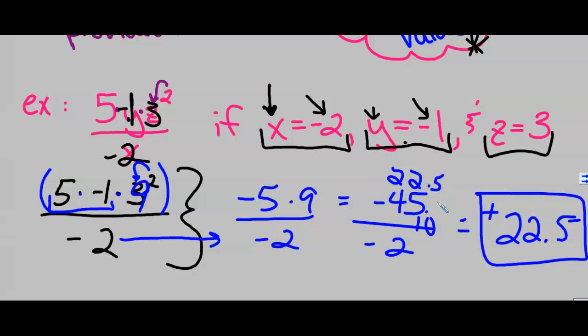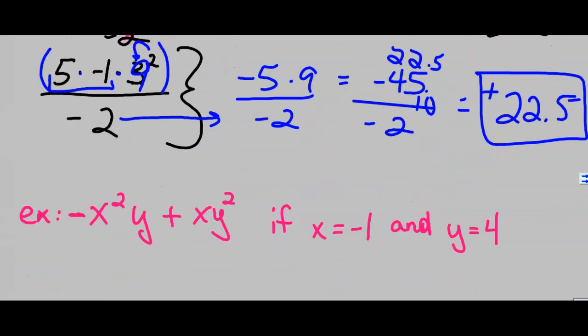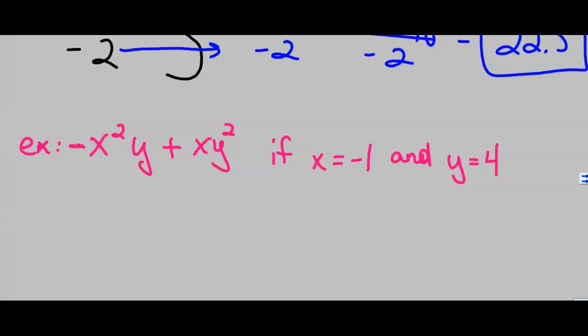All right, here we go. Let's do another one. Again, our first step is to make sure we're substituting. Everywhere I see an x, I'm going to put a -1. Oh, x, ding, x, ding. And then everywhere I see a y, I'm going to put a 4. And remember that in between are multiplication signs. This is multiplication in between here and here.